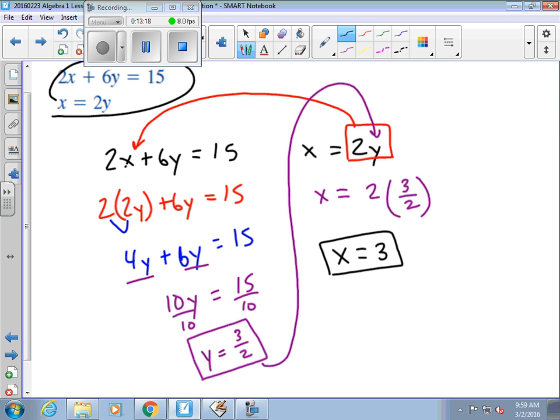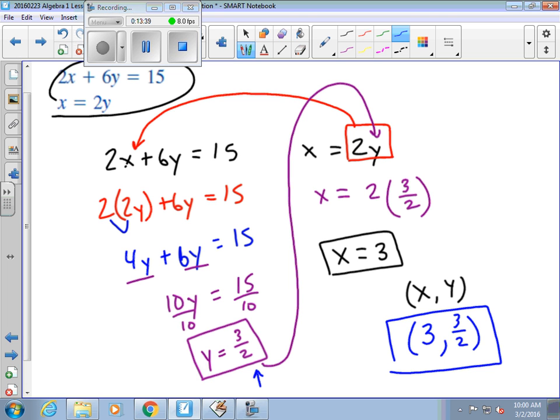A lot of students, I've seen this happen way too many times, will do all of this work and write it in the wrong order. Write it as x comma y where you don't make a mistake. X's value is 3 and y's value is 3 over 2. This is a solution to your system of equations. 3 over 2. That is the solution.